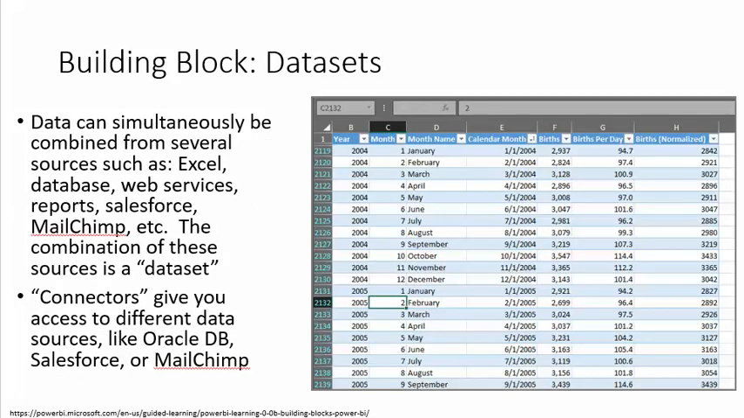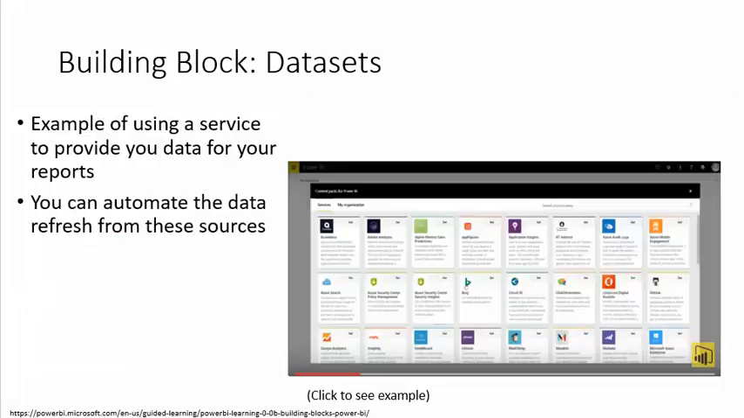Another idea here is the data set, and that represents the data that you pull in from multiple sources. And there's another term, connector, which is the idea that Power BI can tap into, with usually just usernames and passwords, lots of different data sources that are out there on the web, such as Salesforce and MailChimp and things like that.